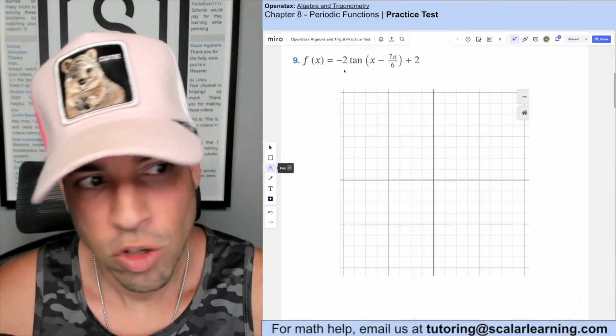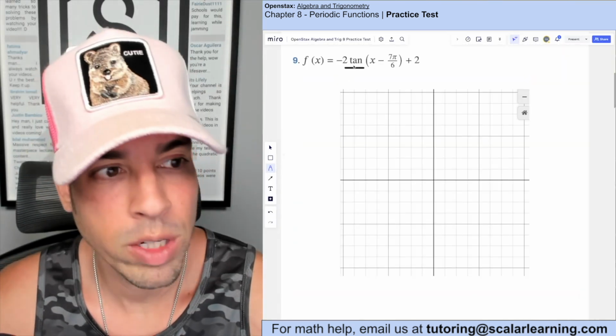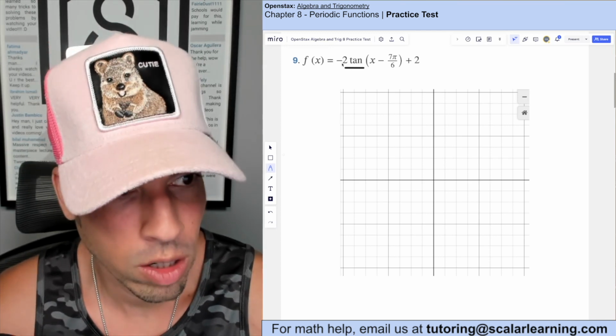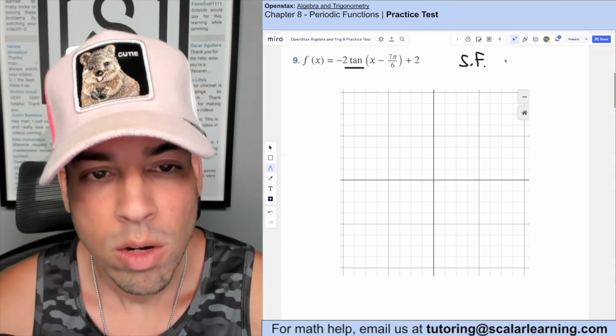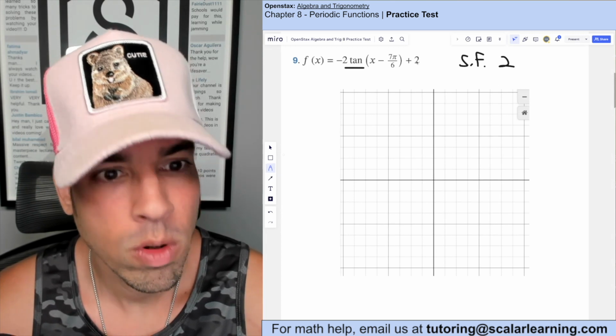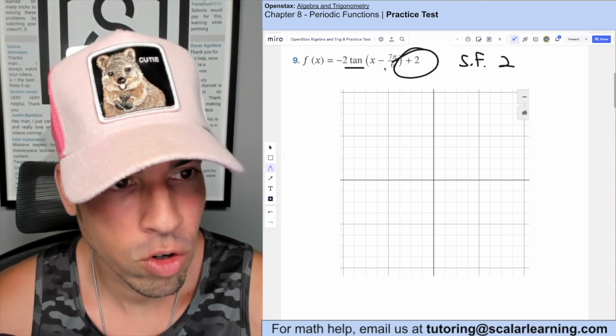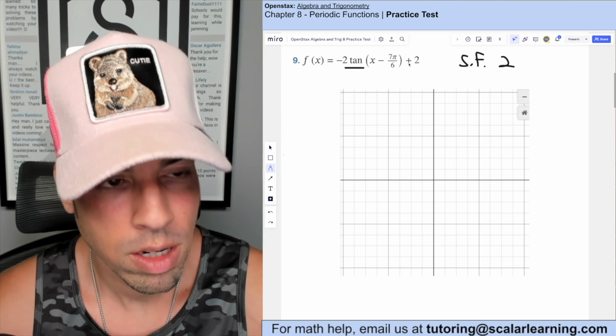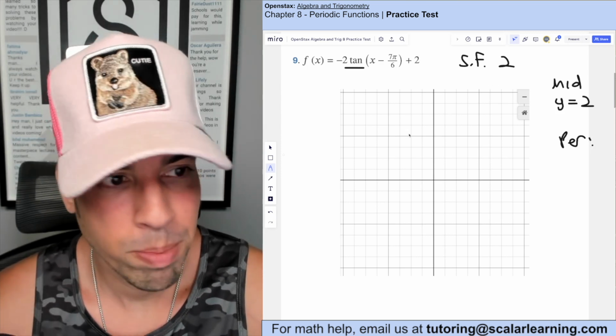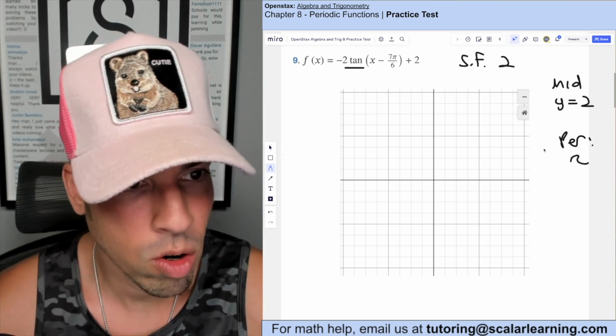Boom. Done. So for this one, we're graphing tangent, and while we don't really have an amplitude for tangent, we can call that a stretching factor. So we have a stretching factor of 2. We have a midline occurring here at y equals 2 because that's the vertical shift. We have a typical period for tangent of pi, and that's not being altered, so that's the same.